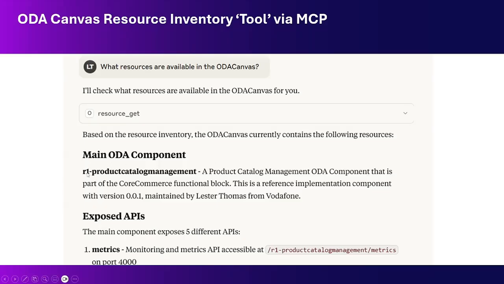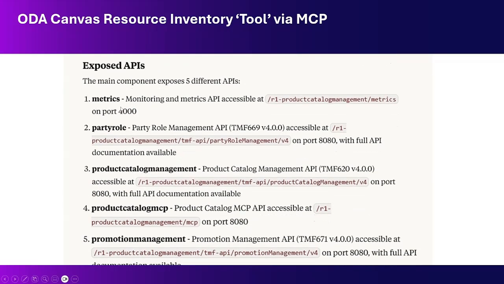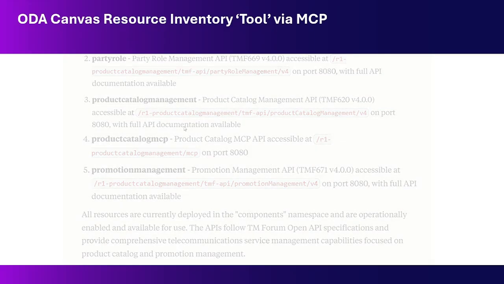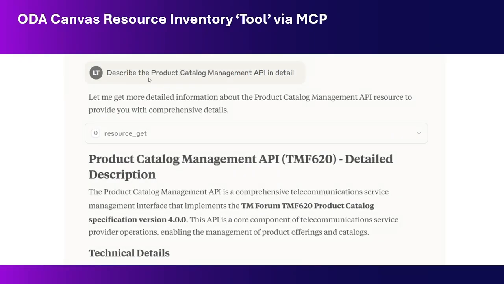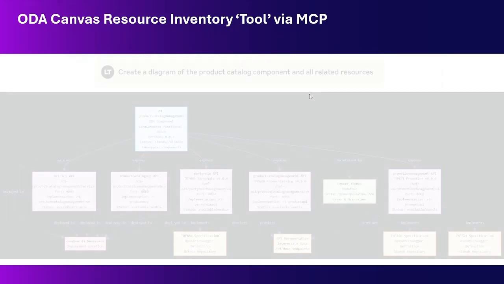So you can see I've deployed this R1 product catalog management ODA component, and it's exposing certain APIs, including my metric service, some product catalog management, and the MCP service. And I can ask a more detailed question. So I asked, describe the product catalog management API in detail. And it's doing another call into the MCP server to get even more detail. And then you get a detailed description.